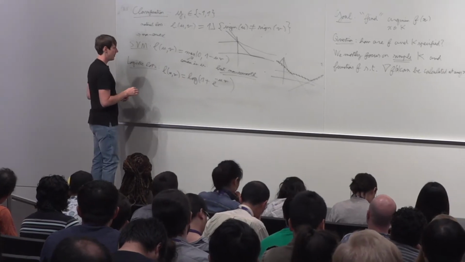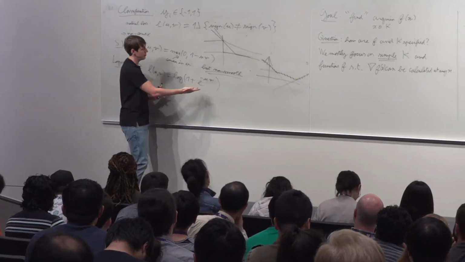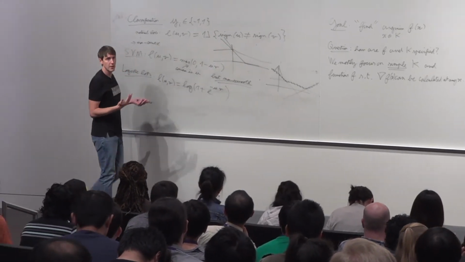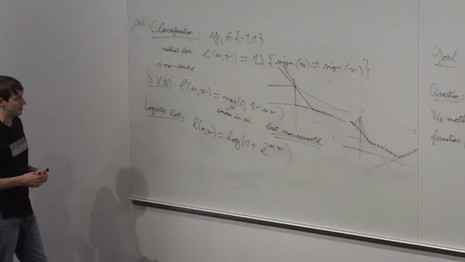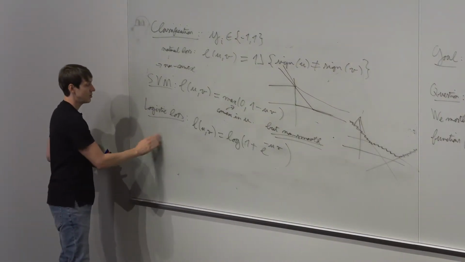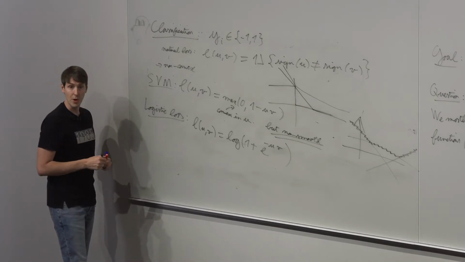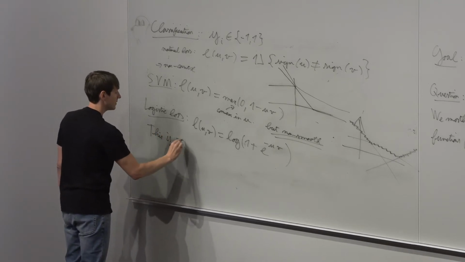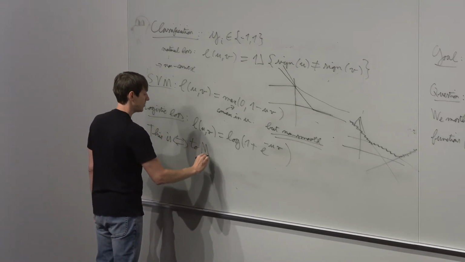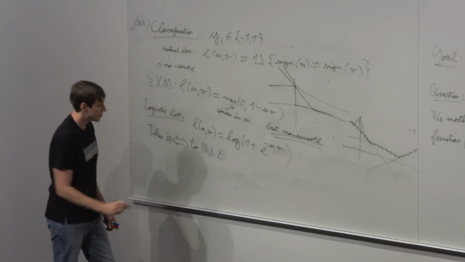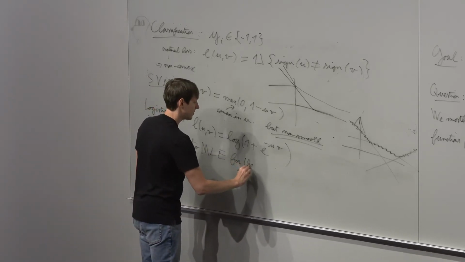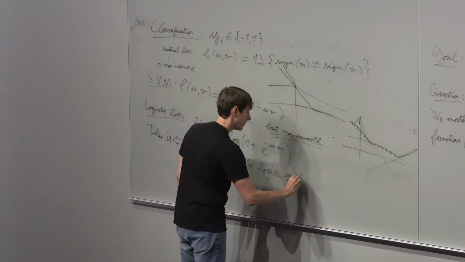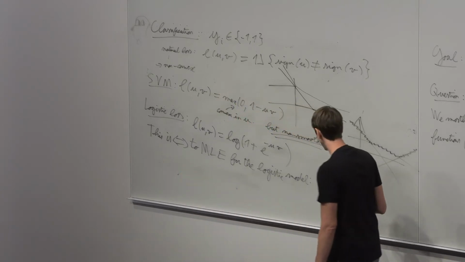Again, I come up with this formula, where does it come from? It's a smooth upper bound on the 0-1 loss. Very good, but there are many smooth upper bounds on the 0-1 loss. So the point is that the logistic loss comes naturally from a model. It is equivalent to MLE, maximum likelihood estimation, for the logistic model. What is the logistic model? It is the following.